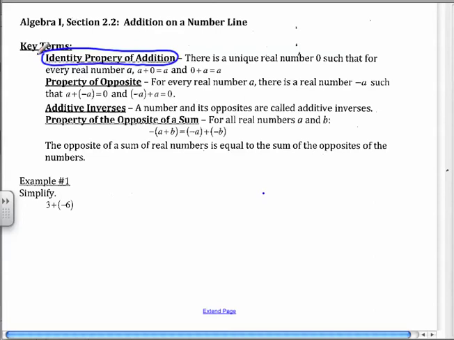4 plus 0 is 4. 12 plus 0 is 12. Negative 3 plus 0 is negative 3. Austin plus 0 is Austin. Kyle plus 0 is Kyle. Devin plus 0 is Devin. Anything plus 0 is itself.